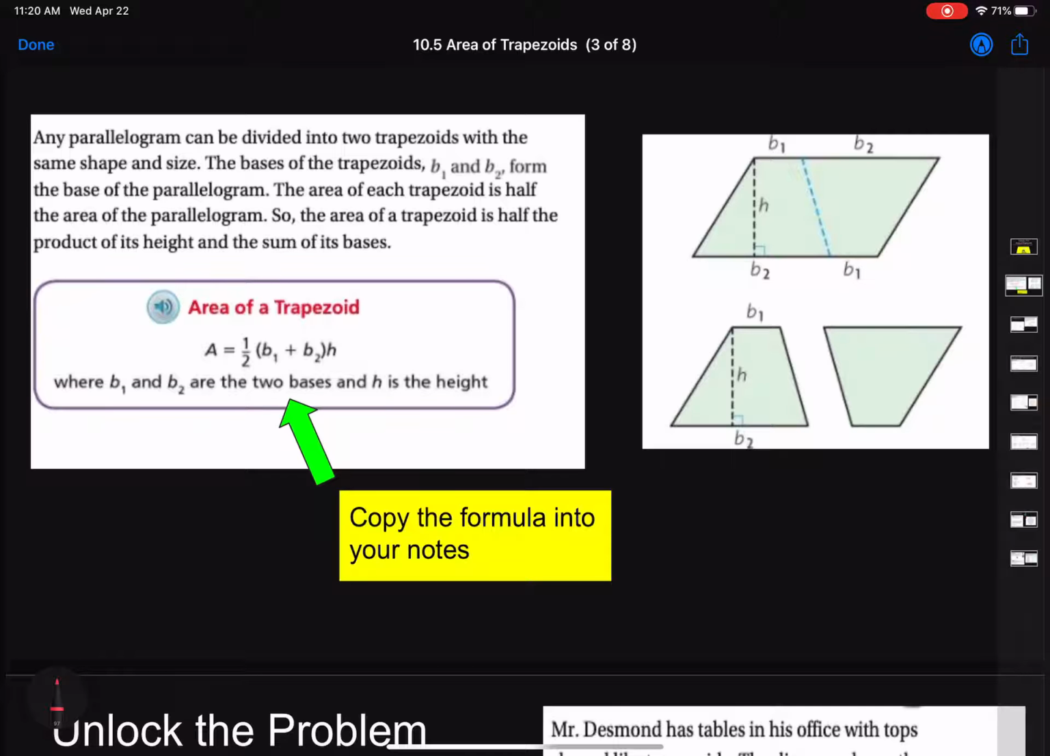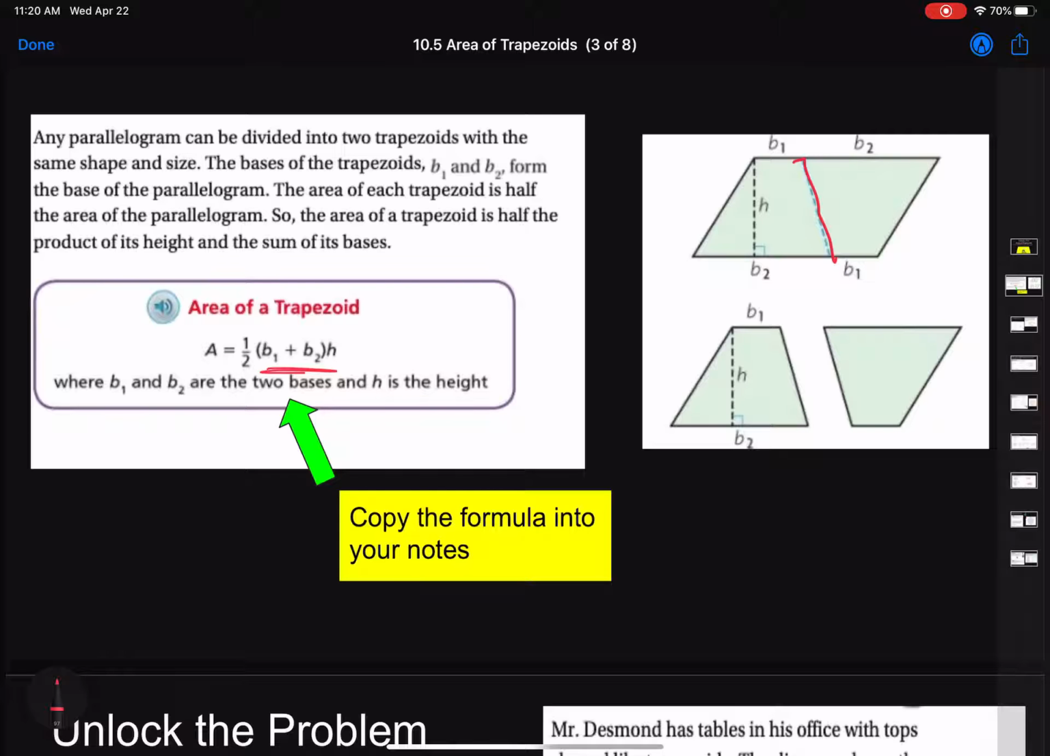Here's the formula, and I even said, copy the formula into your notes. The 1/2, and then it goes times the sum of your two bases. You have to add up your two bases. Now, let me give you a little bit of background to better understand. It all starts with parallelograms, because you can take a parallelogram and divide it into two trapezoids. That's what they did here in the first picture. They put a line down the middle, and then you have two congruent trapezoids.